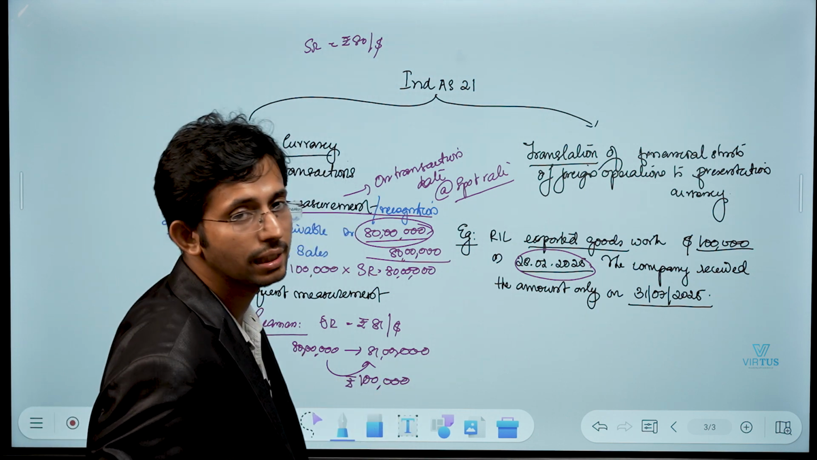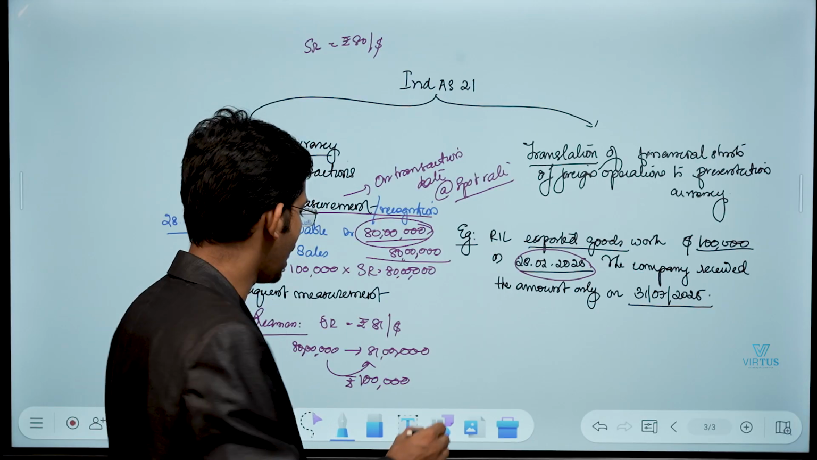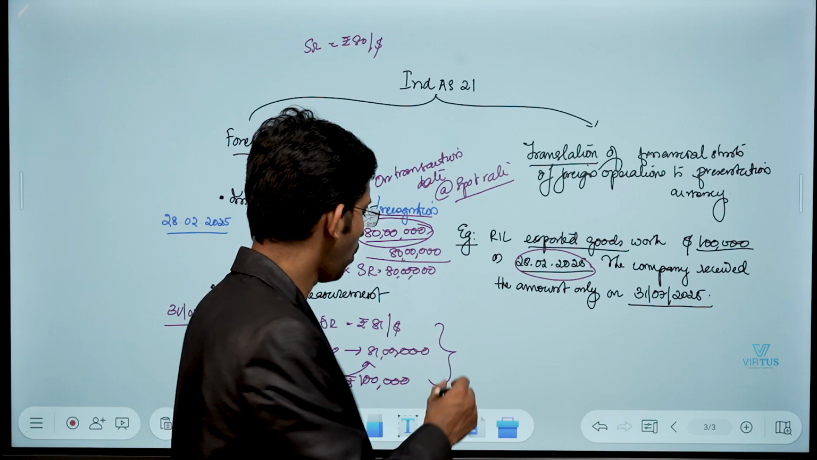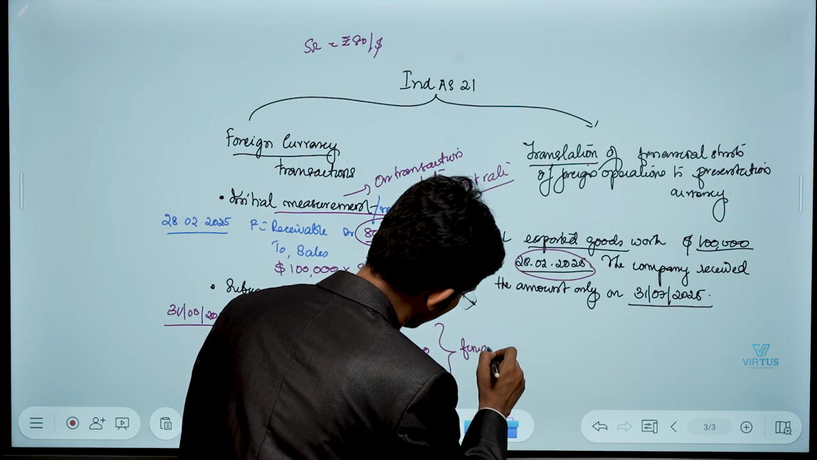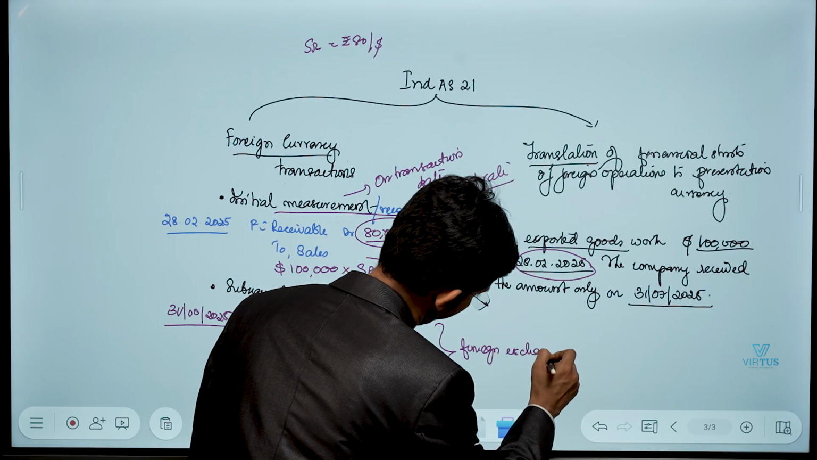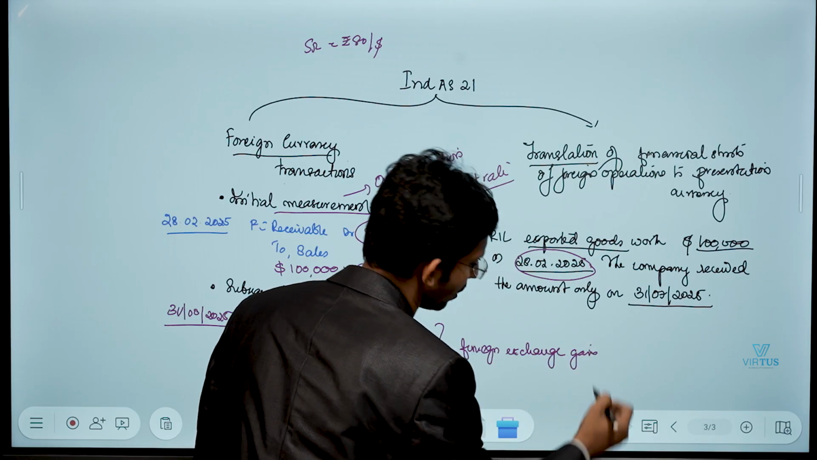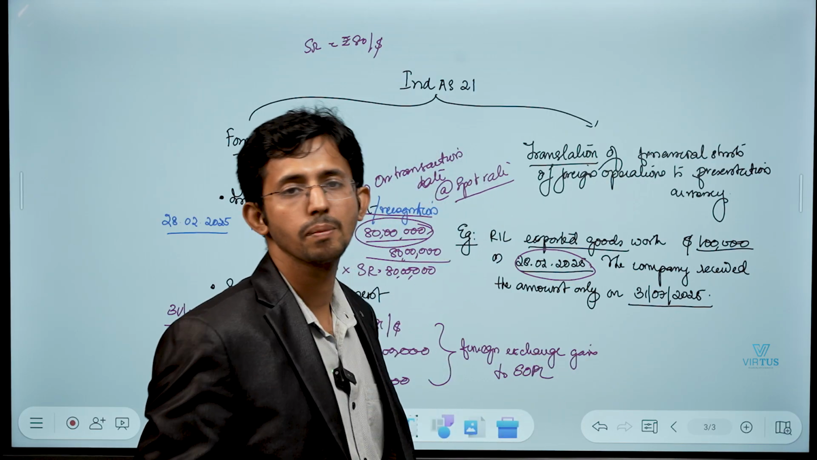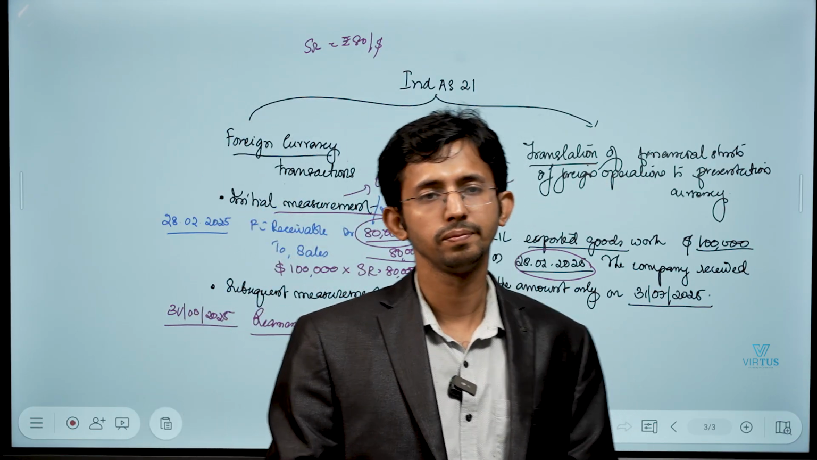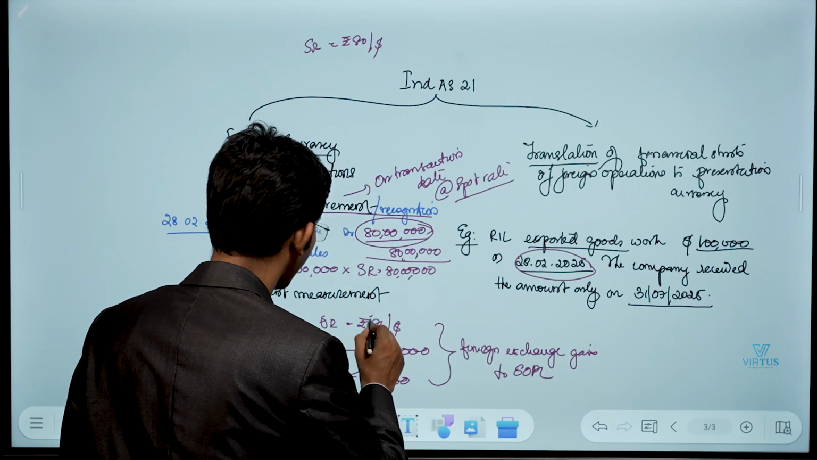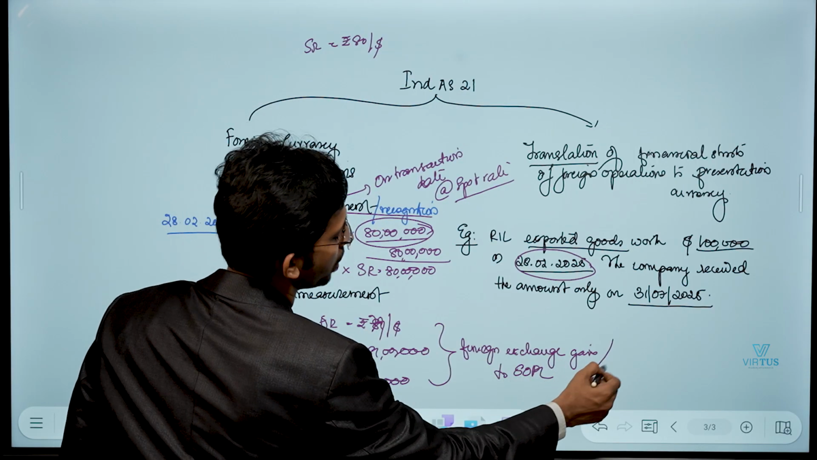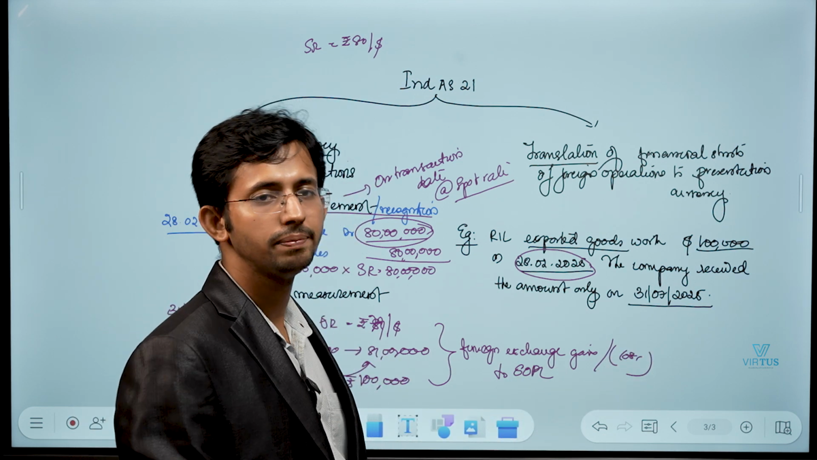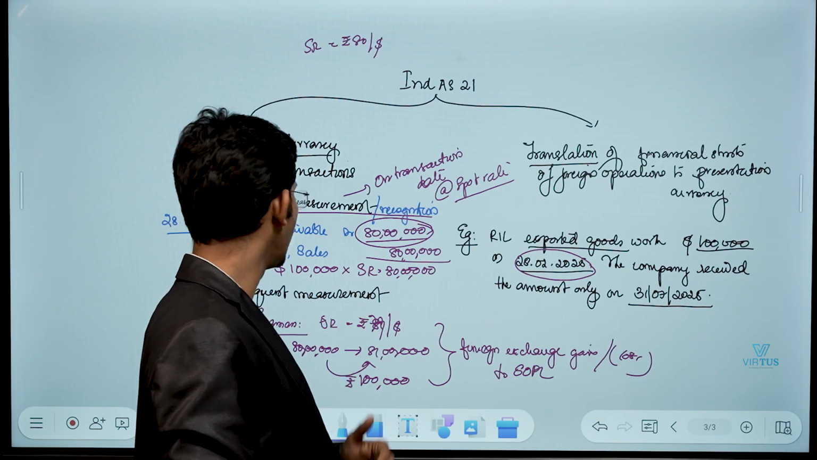So the standard says that this has to be recognized as an income, or foreign exchange gain. The foreign exchange gain or even loss should be recognized in the statement of profit or loss. Now if it was 79 instead of 81, then it would have been a loss of 1 lakh. I hope that is clear. That is for the initial measurement as well as subsequent measurement.